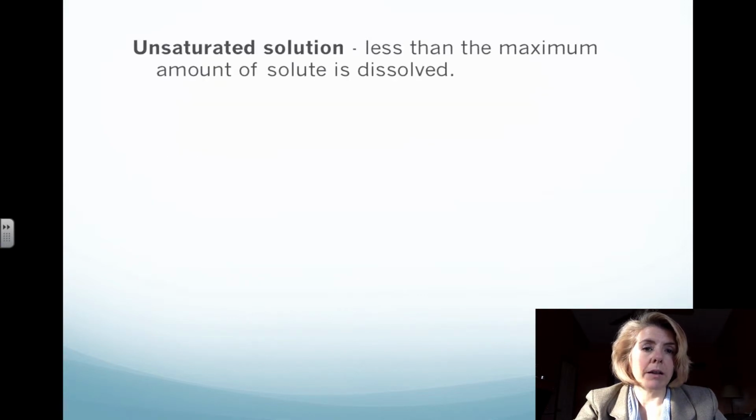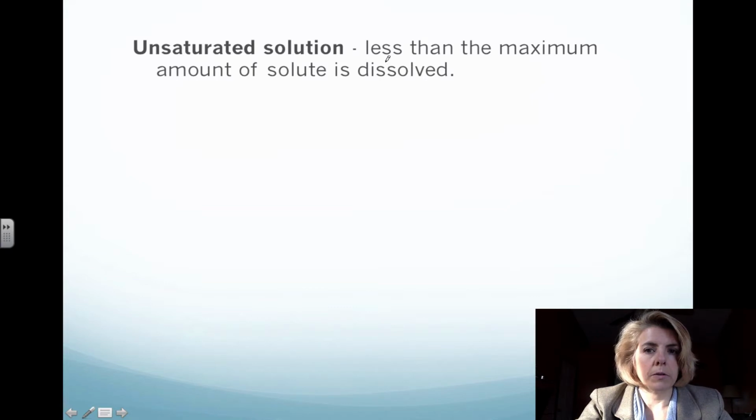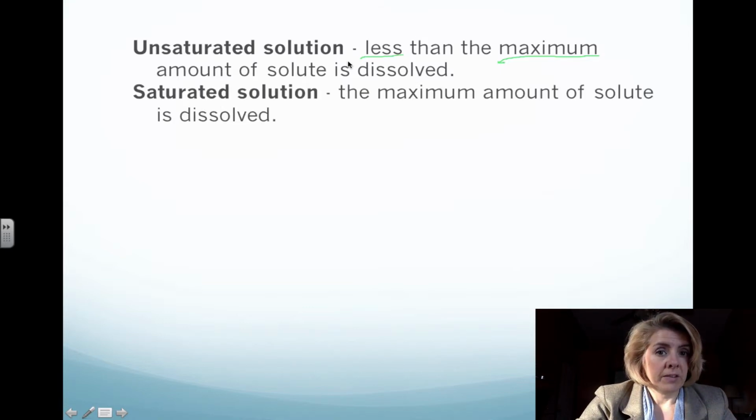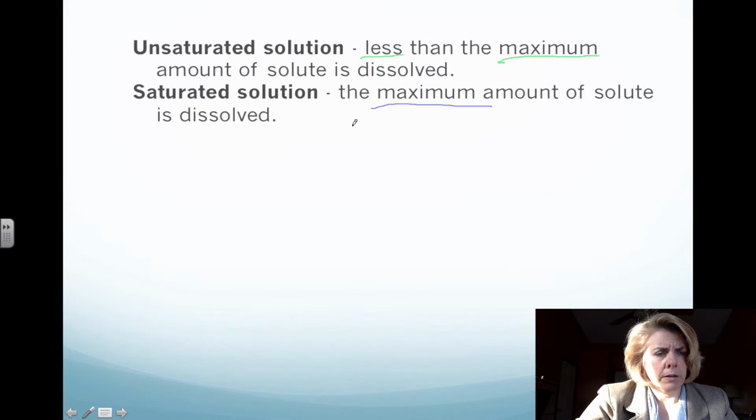Okay, we have what we call unsaturated, and most of the time we're dealing with unsaturated solutions. So it's less than the maximum. You can still put more solute in the solution. Saturated, you've kind of hit the level or the amount of the maximum. So a saturated solution is fully dissolved, and if you put any more in there, there might be a problem.